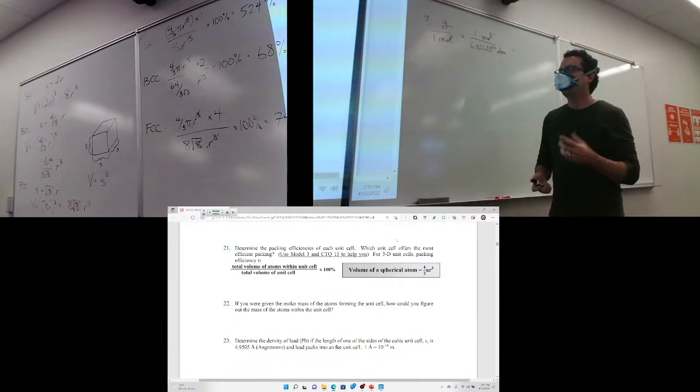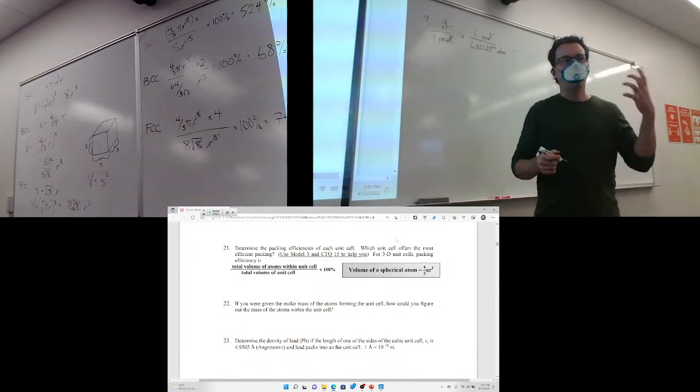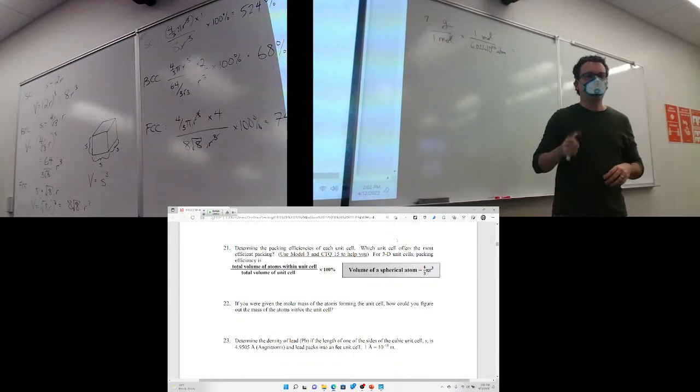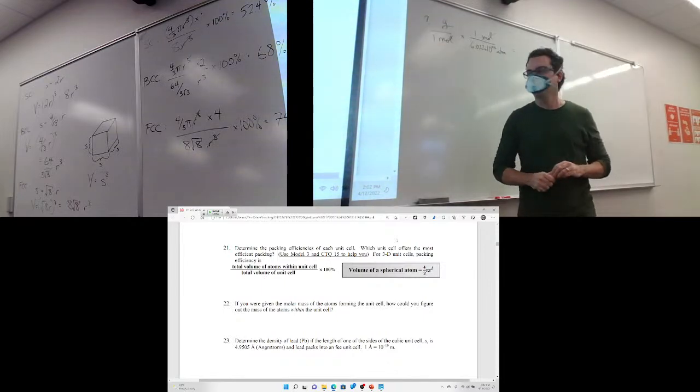We're going to take the mass of all of the lead atoms in a unit cell, and we're going to divide it by the volume of that unit cell. And that should give us exactly the same density as we're used to.